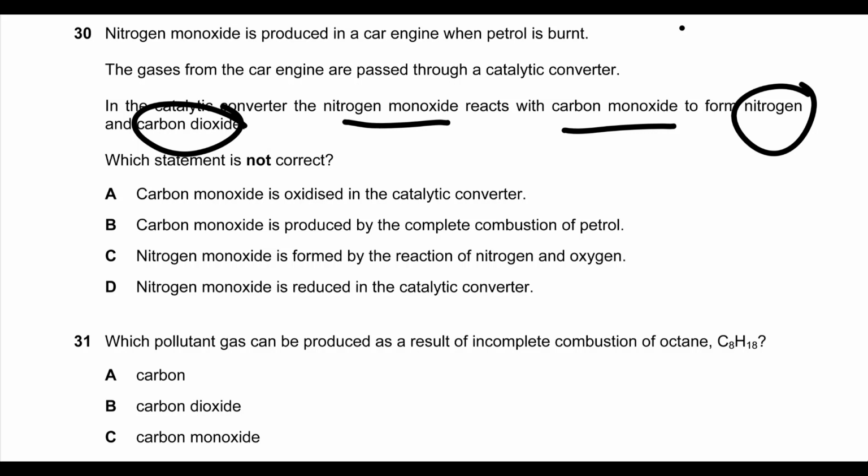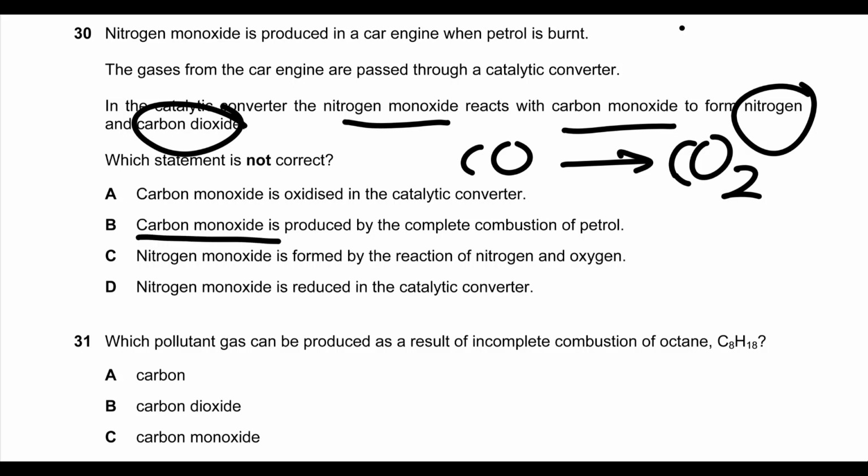Carbon monoxide is oxidized in the catalytic converter? Yes, because carbon monoxide turns into carbon dioxide, gaining one oxygen, so you have an oxidation reaction, it is oxidized. Carbon monoxide is produced by complete combustion reaction of petrol. Actually here carbon monoxide with complete combustion doesn't fit, so it's the not correct statement.